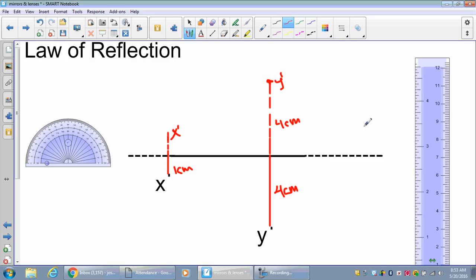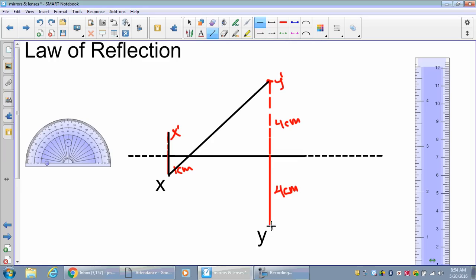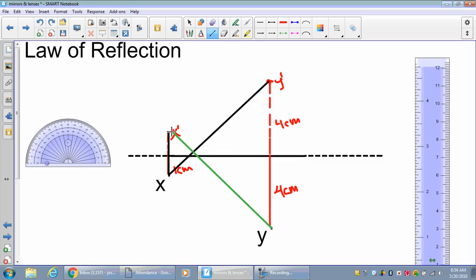Okay, now what we're going to do is establish some sight lines, and you would use your ruler to do this, but it's kind of cumbersome for me to try to do that. So I'm going to go ahead and just cheat and use straight lines. Okay, here we go. So from object to image. I'll change the line color for the second part. Let's do green. Object to image.